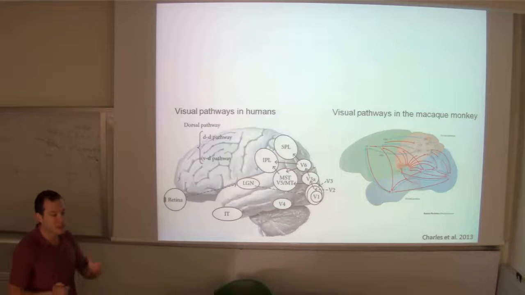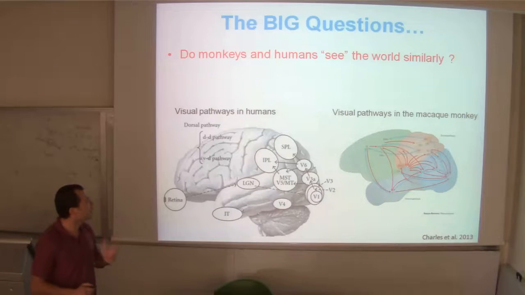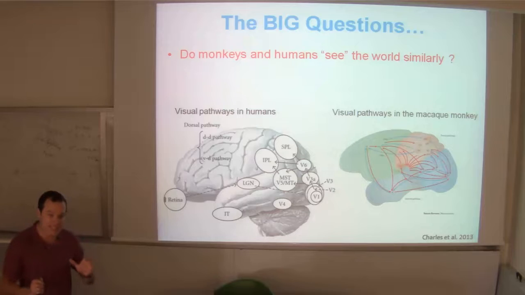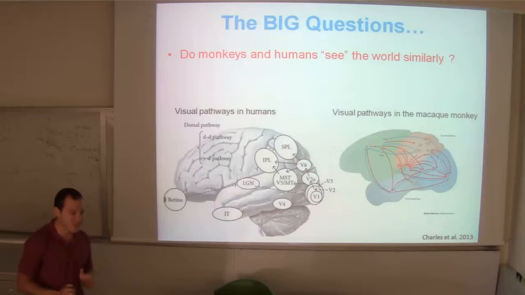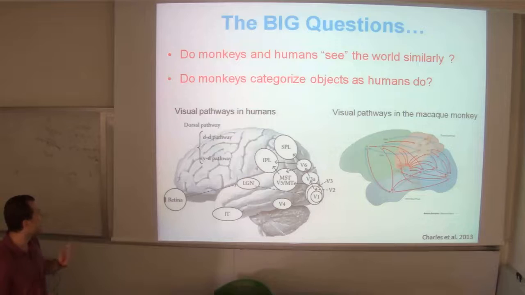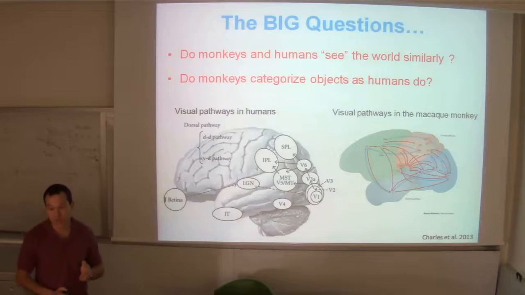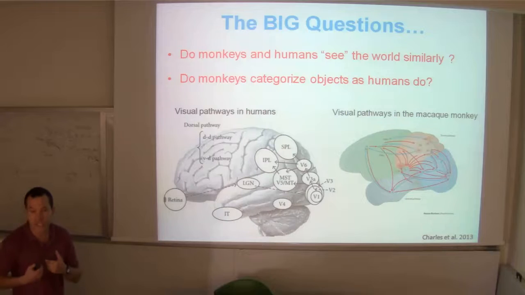And now, what are the big questions that they are asking in this paper? The first question: do monkeys and humans see the world similarly? This is a bit of a philosophical question, and I'm not really sure that they are able to answer it, so we will not even try. The second question: do monkeys categorize objects as humans do? This question is also a bit vague, because how can I define that monkeys categorize objects? The brains of monkeys categorize, right? Right, but how can I know that they categorize objects?